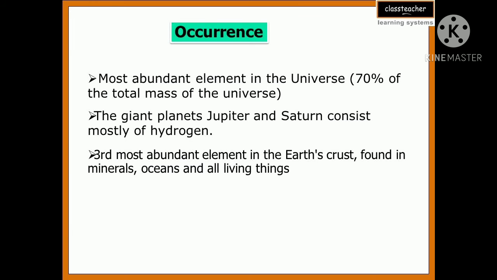Now hydrogen, the most abundant element in the universe, makes up 70% of the total mass of the universe.